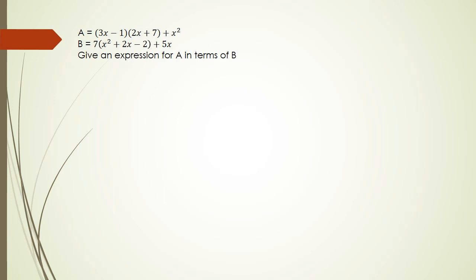Okay, so what we have is two expressions, and we need to write one of them in terms of the other one. So I'm going to work with a first. a is equal to 3x minus 1 multiplied by 2x plus 7, plus x squared. So I'm going to expand the quadratic.